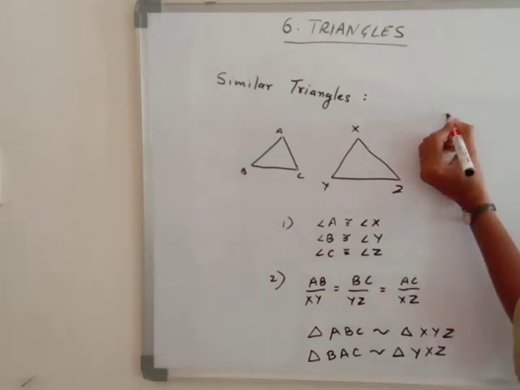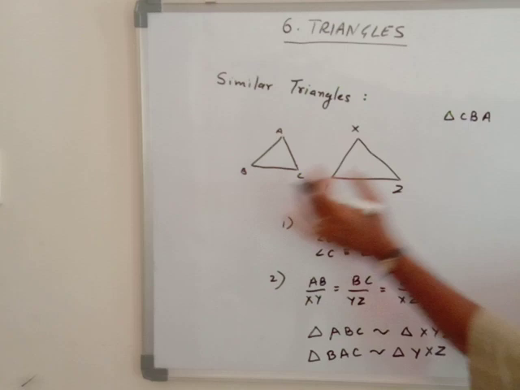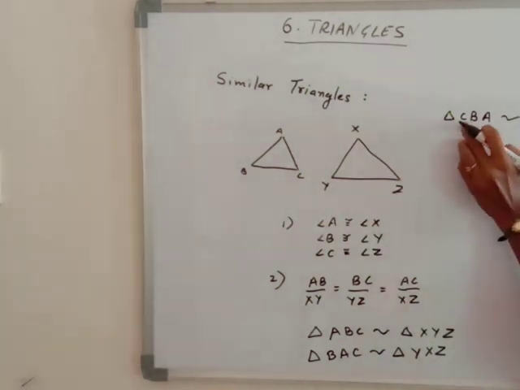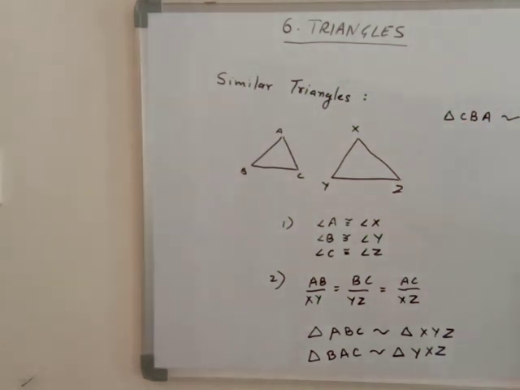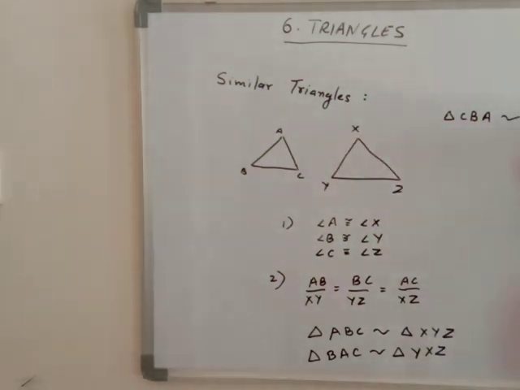Okay, suppose I am writing triangle CBA for the same figure. Then what will come is similar to triangle. Angle C corresponds to Z. So first Z will come. Then B, Y. And A, so X. So I can say triangle CBA is similar to triangle ZYX. All three have the same meaning.